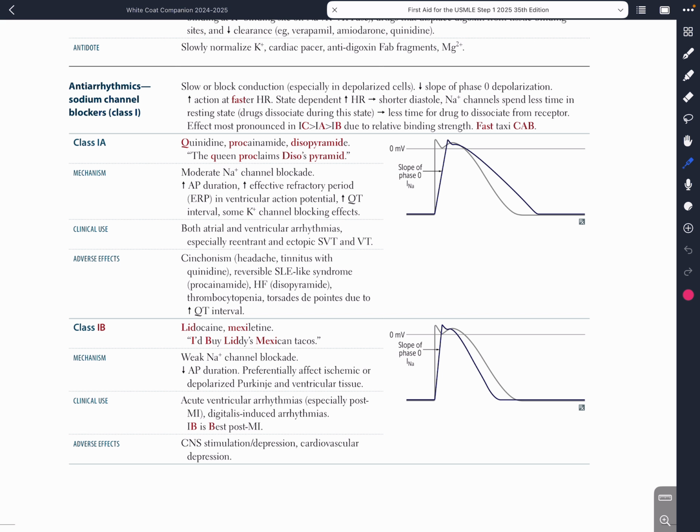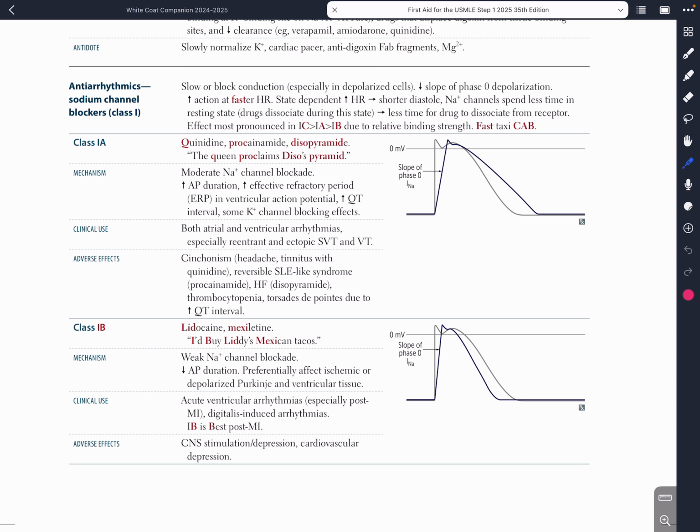Class 1B is lidocaine and mexiletine. They are weak sodium channel blockers, and they decrease AP duration. Given in ischemic conditions, the clinical use is acute ventricular arrhythmias, especially post MI. After somebody experiences a myocardial infarction and has ventricular arrhythmia, like ventricular tachycardia or ventricular fibrillation, you give them class 1B. Just to remember, 1B is best post MI.